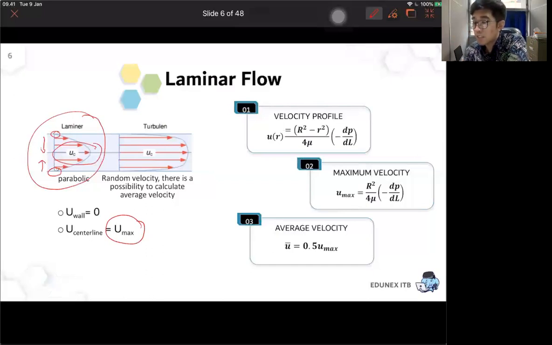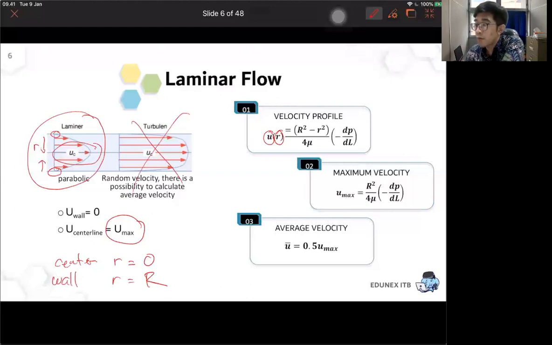I will not discuss the turbulent for now. Later, we will have the discussion. So the velocity profile means the profile of u over r. r is an arbitrary position inside the pipe, measured from the center of the pipe. Ya. Jadi r itu posisi sembarang di dalam pipa, diukur dari titik tengah pipa. Titik pusat pipa itu r-nya 0, r kecilnya 0. So at the center, r will be equal to 0. At the wall, r will be equal to this one.